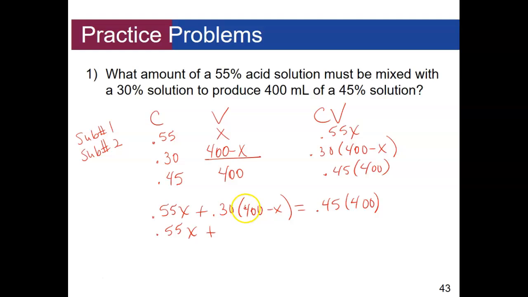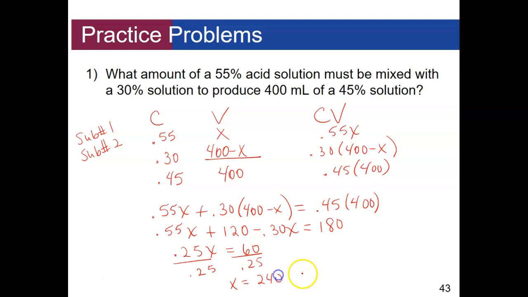Okay, we're going to distribute here, and if we distribute, we are going to get 120 minus 0.30x, and then that's going to give us 180. Subtract our x's and we'll have 0.25x. Subtract the 120 and we'll have 60. So when you divide by 0.25, you're going to get 240, and that's going to be milliliters. And so that is representing our 55% solution, which is what the problem asked us to give.